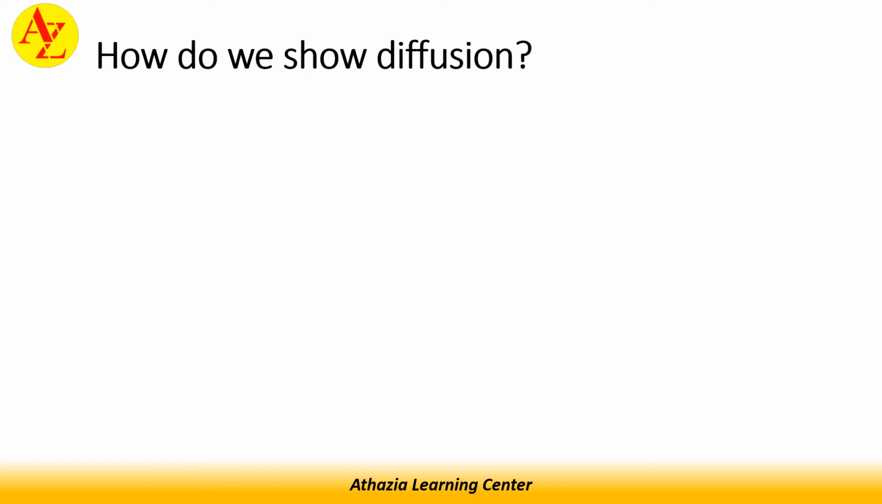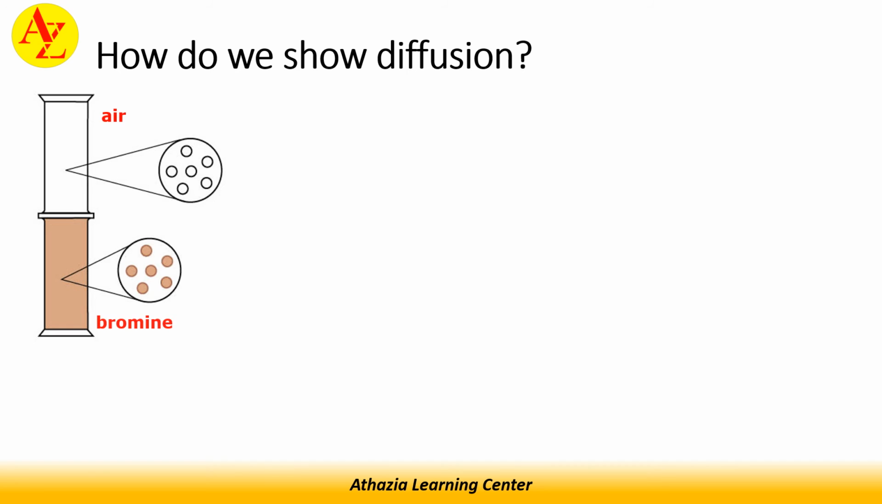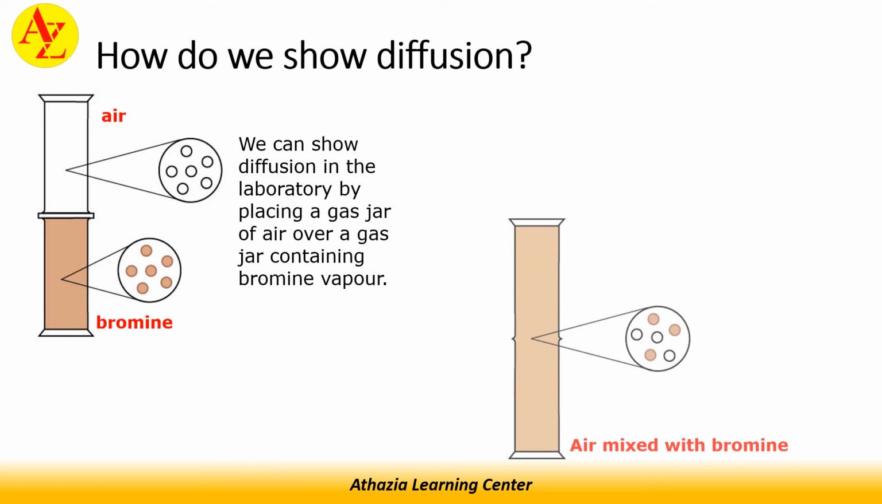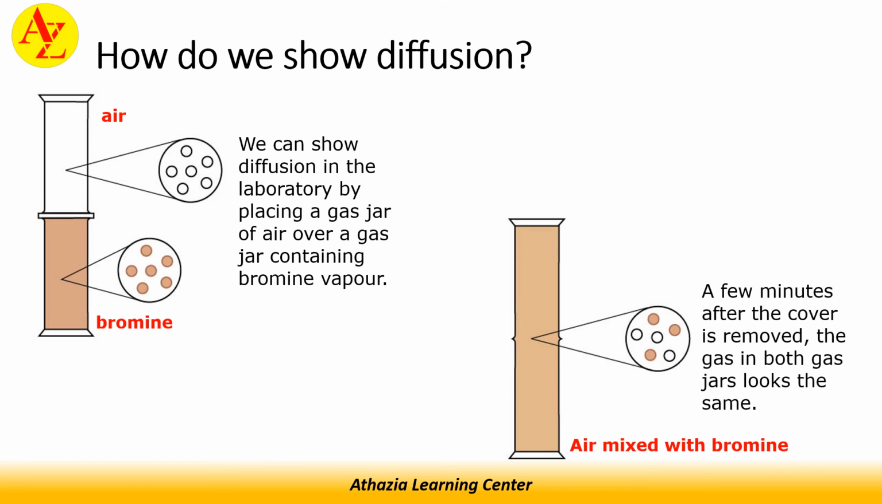How do we show diffusion? We can show diffusion in the laboratory by placing a gas jar of air over a gas jar containing bromine vapor. A few minutes after the cover is removed, the gas in both gas jars looks the same.